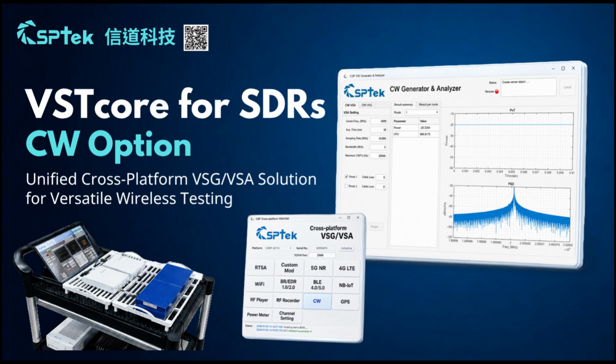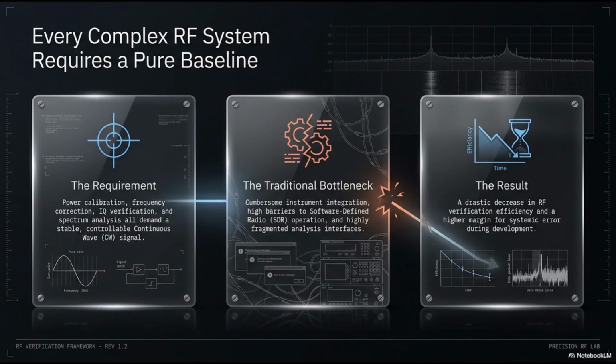Today, we will introduce the CW, or Continuous Wave, option in VSTCore for SDRs. This is a cross-platform solution designed for software-defined radios, providing a unified and efficient development environment for a wide range of wireless testing scenarios. In complex RF system development, having a stable and controllable reference signal is essential.